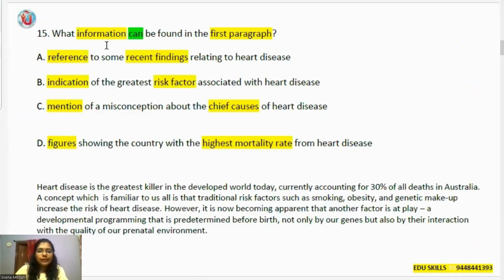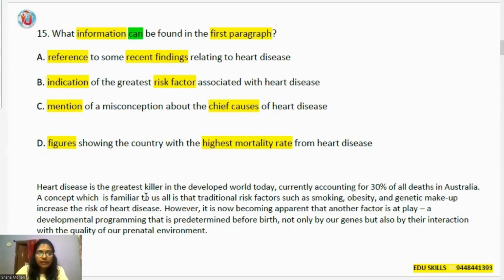Question number 15. What information can be found in the first paragraph? Whenever we start with reading part C, we have to number the paragraphs, from 1 to however many paragraphs there are, so that it helps us find the answers in whichever paragraph it is. Here it is clearly asked what information can be found in the first paragraph, so you just have to read the first paragraph. In reading part C, we follow the QTA method, that is question, text, and answer. Now we have read the question. Let us read the text.